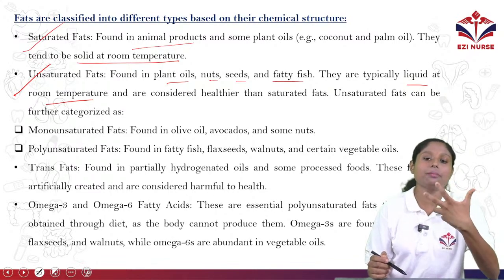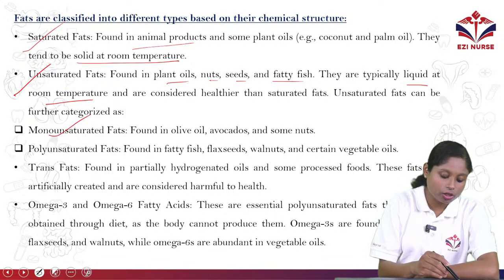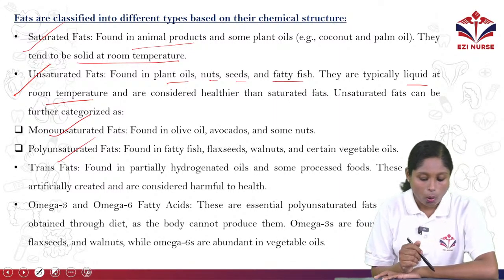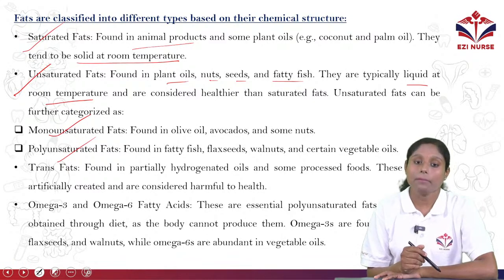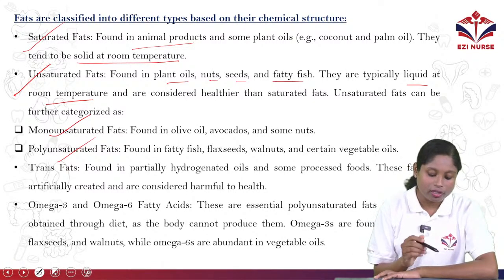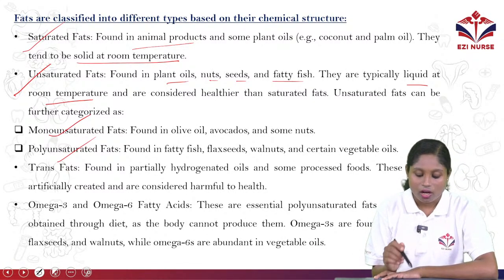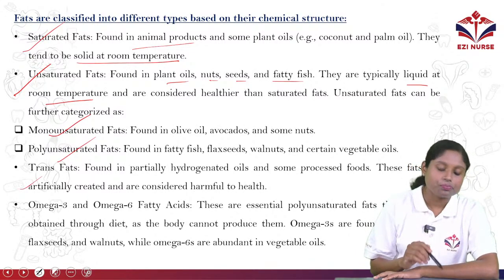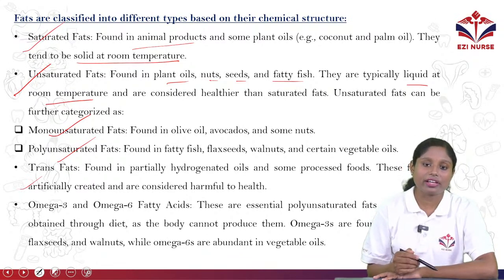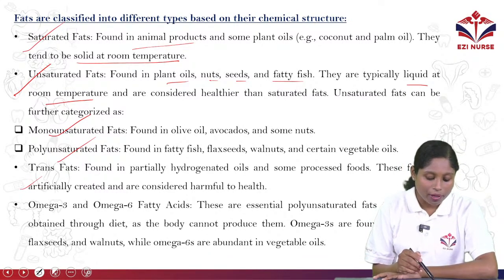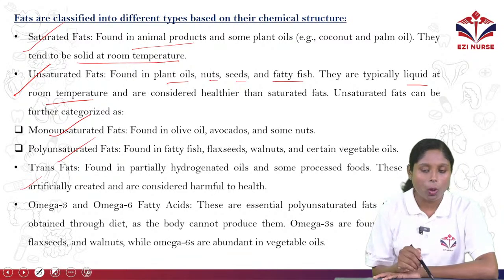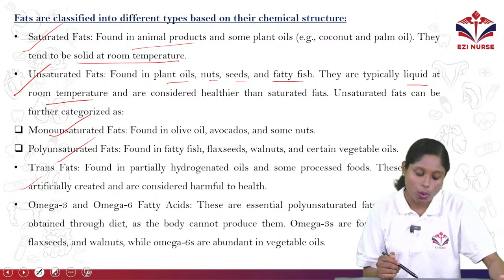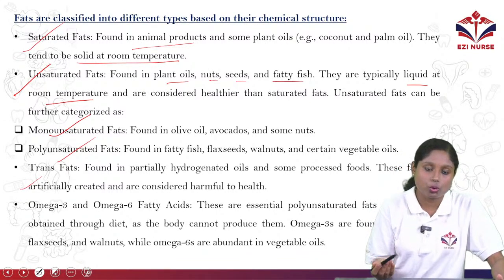Unsaturated fat can again be classified into monounsaturated and polyunsaturated fat. So what is monounsaturated fat? Found in olive oil, avocado and some nuts. Polyunsaturated fat is found in fatty fish, flaxseed, walnuts and certain vegetable oils. Next category is trans fat. So what is trans fat? Found in partially hydrogenated oils and some processed food. These fats are artificially created and are considered harmful to health. Trans fat is very harmful to health.